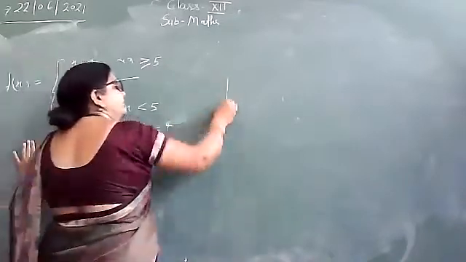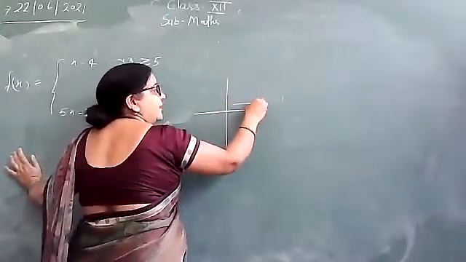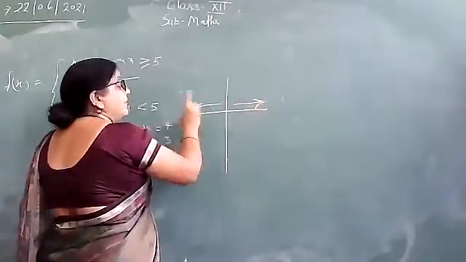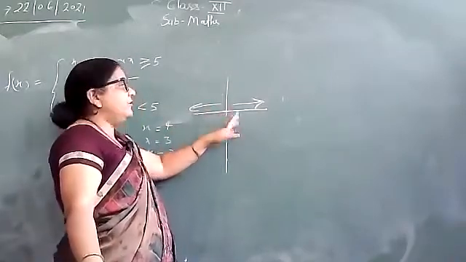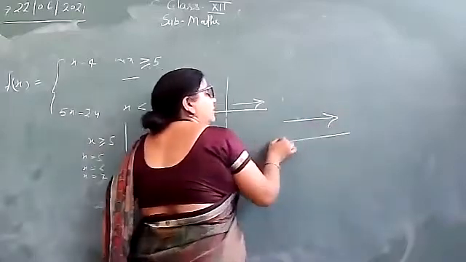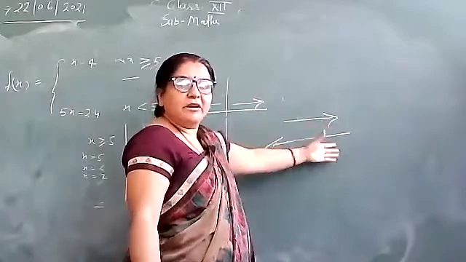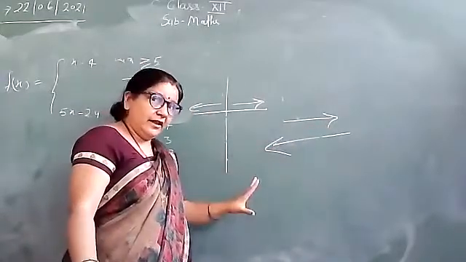RHL, everybody knows this is a graph. RHL means this side limit, and LHL means this side limit. But this is not necessary. The limit going to 0 is only necessary. The limit is given this side, otherwise this side. If the limit is going this side, that means this is the RHL, and if the limit is going this side, that means this is the LHL. I explain again.